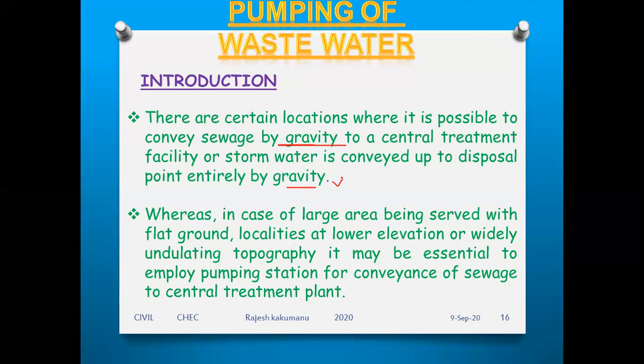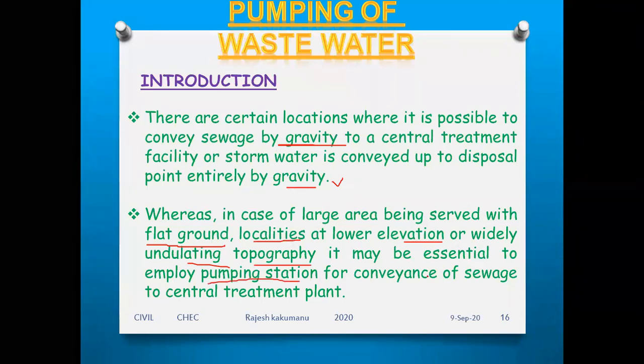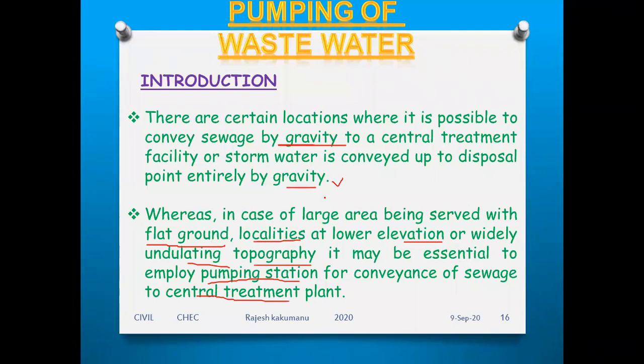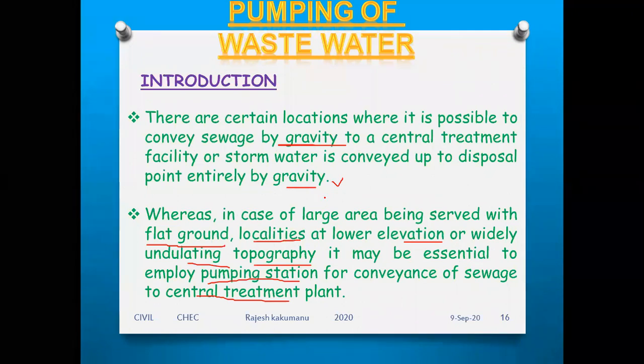Whereas in case of large area being served with a flat ground, localities at lower elevation or widely undulating topography అంటే the geometrical area, the geographical area అన్నమాట. It may be essential to employ pumping station for conveyance of sewage to the central treatment plant. ఫస్ట్ పాయింట్ ఏం చెప్తున్నారంటే, సమ్ లొకేషన్స్ లో సీవేజ్ వాటర్, స్టామ్ వాటర్ ని బయటికి పంపించడానికి మన డ్రైనేజ్ నుంచి సెంట్రల్ ట్రీట్మెంట్ ప్లాంట్ పంపించడానికి వీ ఆర్ యూజింగ్ గ్రావిటీ పుల్. అంటే న్యాచురల్ గా గ్రావిటీతో, అంటే మనకి టేపర్ గా ఉన్నప్పుడు లోపల సిస్టమ్ మనం టేపర్ గా చేసినప్పుడు సో గ్రావిటీ ద్వారా మనకి వచ్చేస్తుంది.